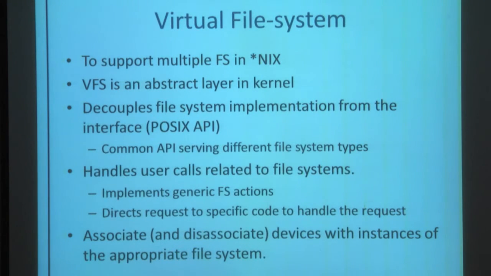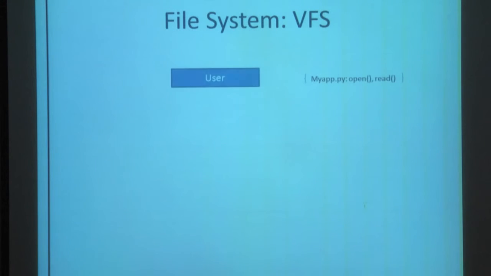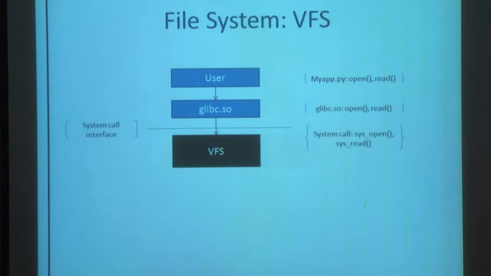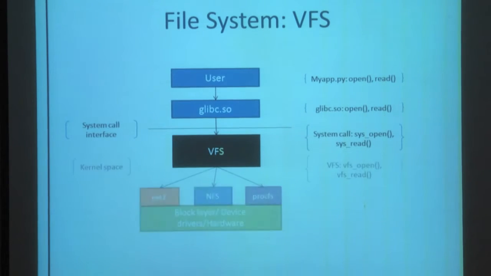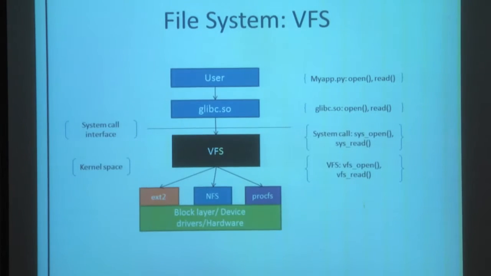Let me explain that with a flowchart here. Let's say a user writes an application myapp.py and makes an open call. This gets routed to the glibc of the user space, as you might be aware. glibc open will create a system call that goes into the kernel space. Here is where VFS gets this call, and it calls its own VFS_open call to cater to the call being made by the application and redirect it to the actual file system where it is supposed to reside.